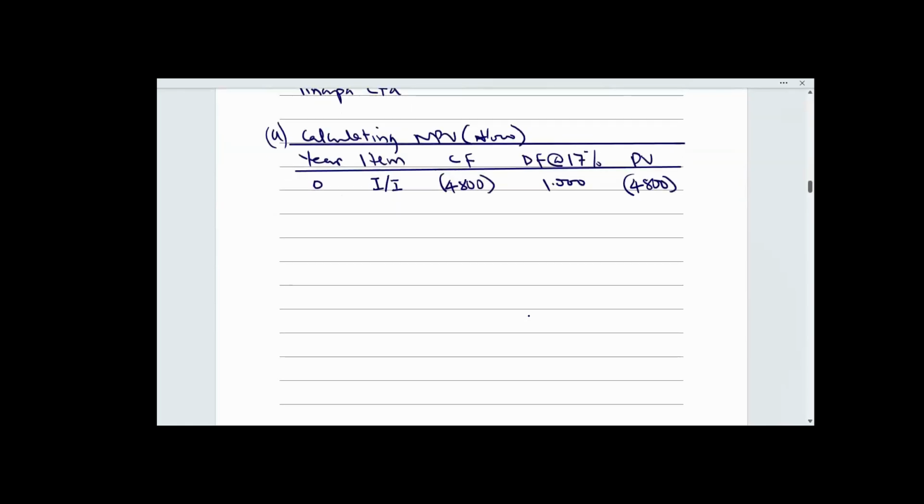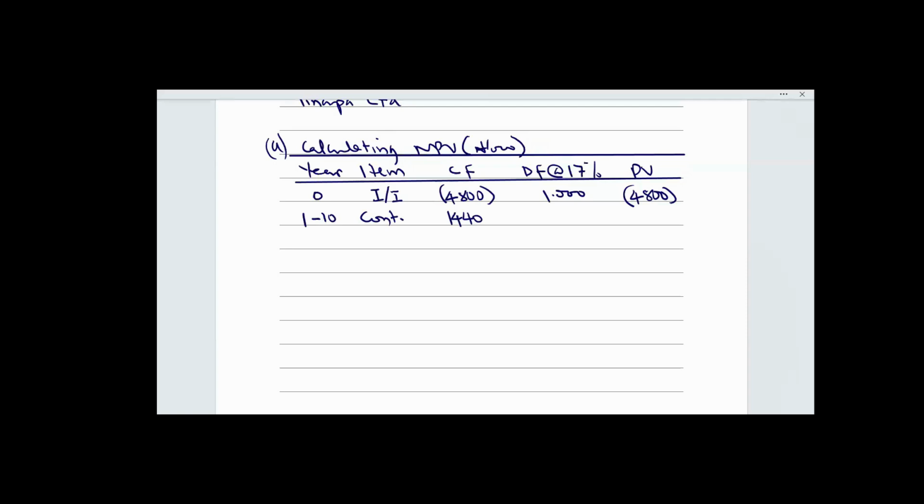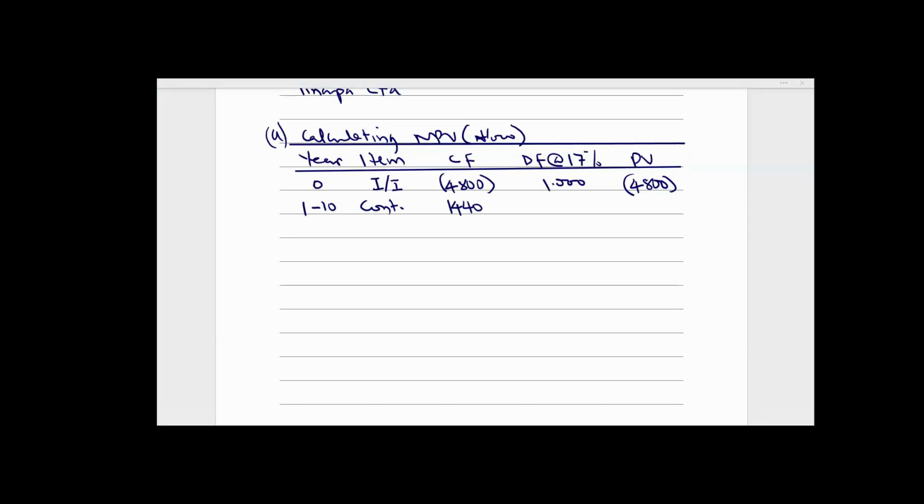All right. So I will then go up there. Our annual contribution is 1,440,000. Our figures are in thousands, so from year 1 to year 10 is the same amount of 1,440. Therefore, we need to calculate the annuity factor of year 1 to 10 at 17%.